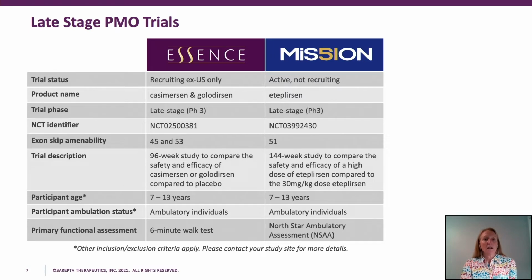As for Mission, its goal is twofold. Part A is to evaluate the safety and tolerability of higher doses of Ataluren. We've enrolled this first cohort. And Part B is to select a high dose and compare its use with the 30 milligram per kilogram dose of Ataluren. In addition to collecting safety and expression data, we're also collecting functional outcomes in this study. Next slide.